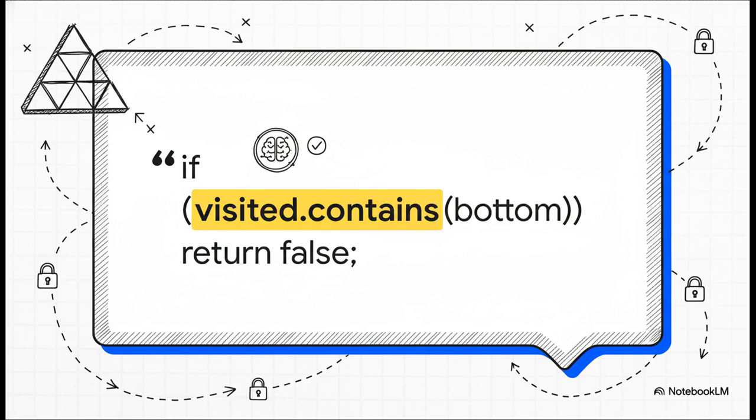So here's part one of the trick, the memory check. Before it does any work on a new level, the very first thing it does is check a list or a set called visited. It asks, have I seen this exact row before? If the answer is yes, it knows instantly that it's a dead end. It doesn't have to explore anything. It just stops right there and returns false.